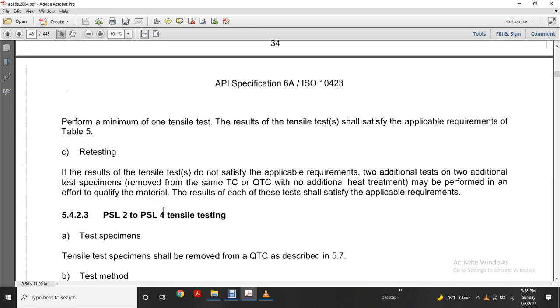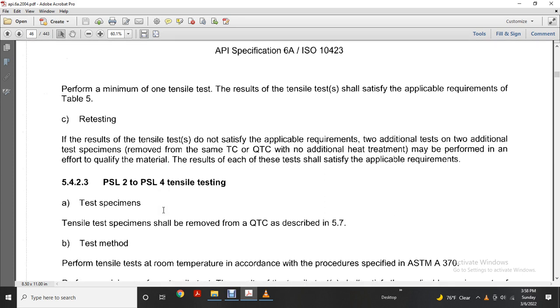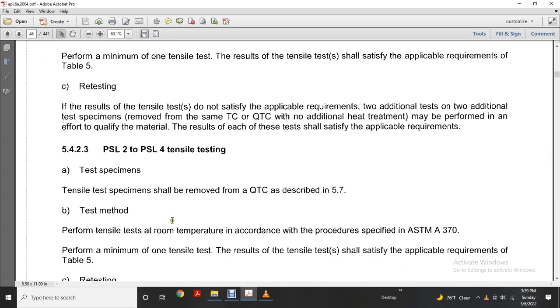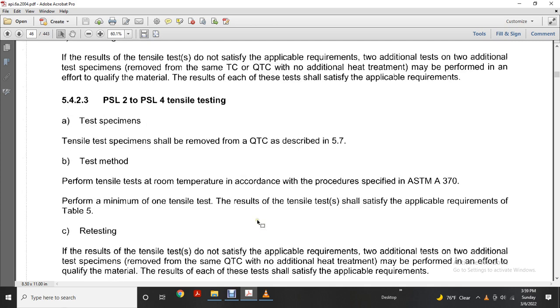Product specification level 2 to 4 tensile testing. The tensile test specimen should be removed from the QTC as described in 5.7. Test method: perform tensile test at room temperature in accordance with the procedure of ASTM A370. Perform a minimum of 1 tensile test. The result of the tensile test shall satisfy the applicable requirement of Table 5.